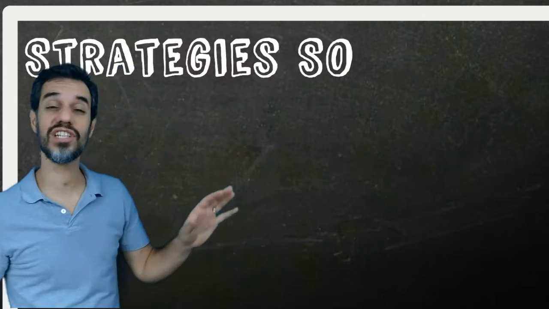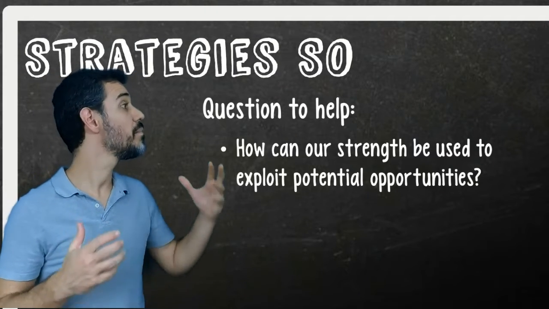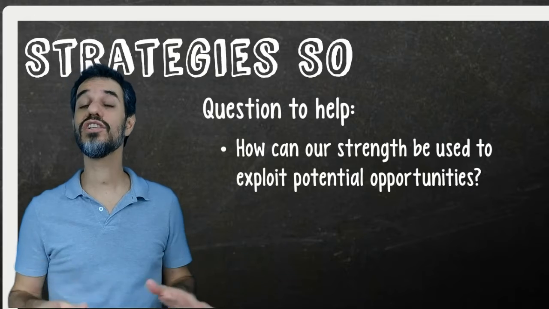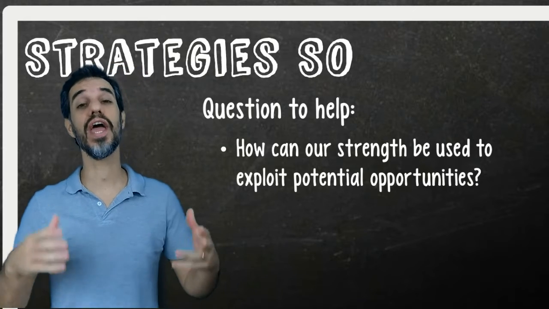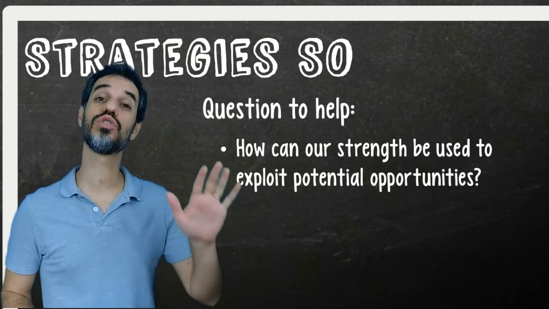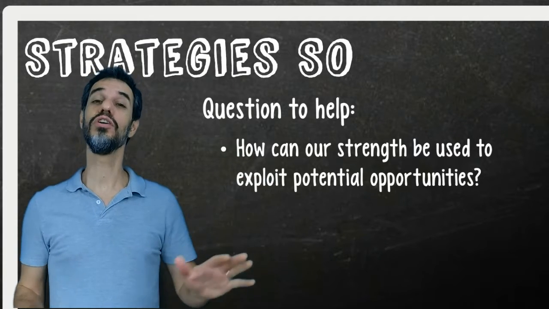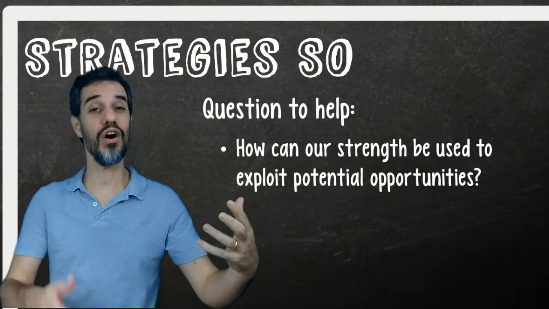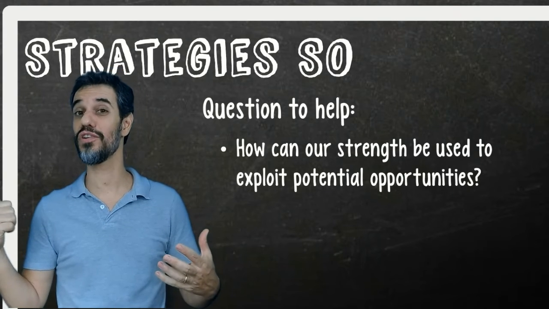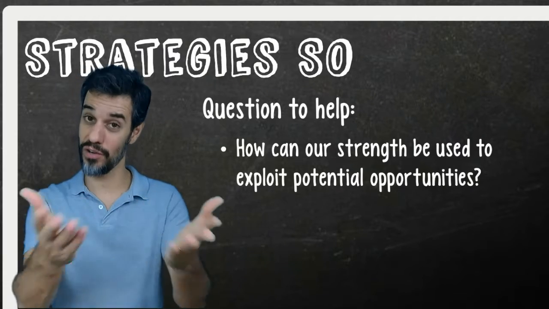For example, in the strategies SO, the question to help you is, how can our strengths be used to exploit potential opportunities? For example, imagine your company has a strength: your employees like to study. And there is an opportunity you saw in the market. There is a good training company offering a nice course about business analysis. So you can use your strength, the likeness of your team to study, and cross it with the opportunity of the good company offering business analysis training, so your team is going to be better prepared for the work.